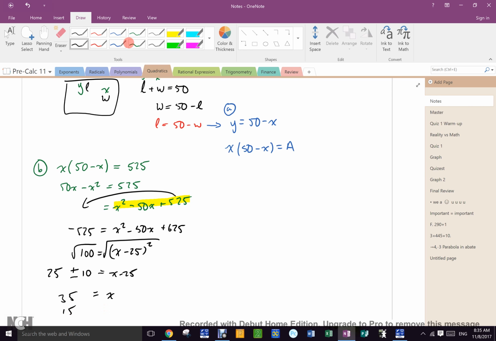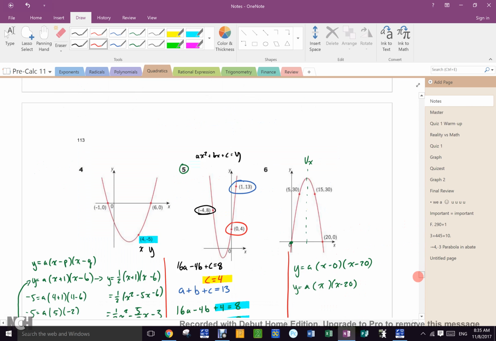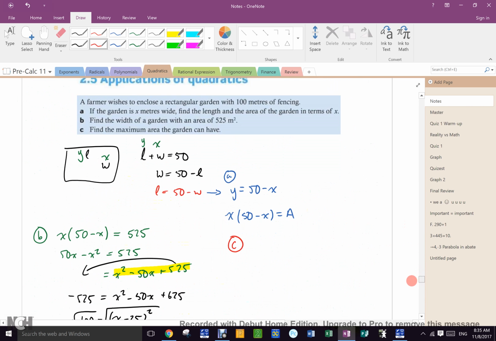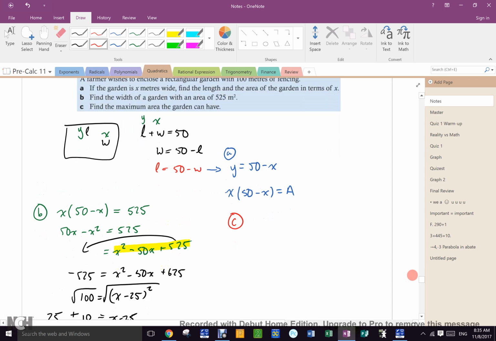Okay. So let's move on to C, which we'll do in red. What does C say as a question? It says, find the maximum area, yes? Well, if it's the maximum area, then it must be the maximum of the parabola, yes? And the maximum of the parabola lives at the vertex, yes? So if I know the vertex, which has an x and a y, am I in business? So how do I find the vertex here?